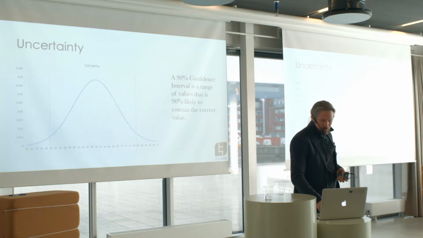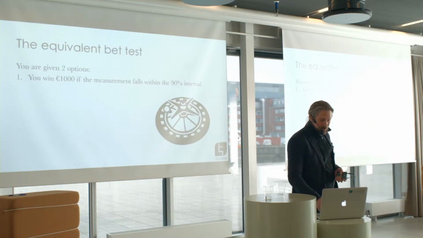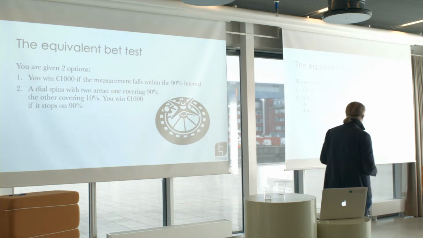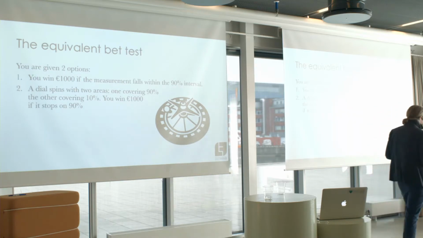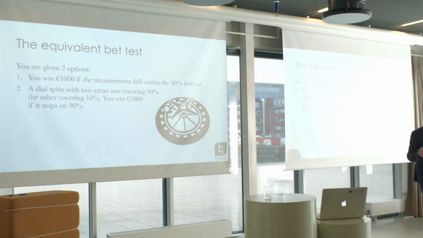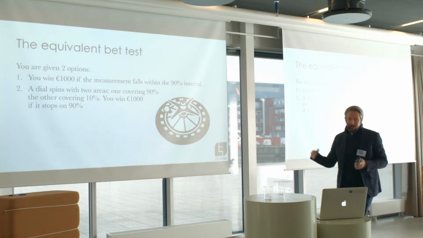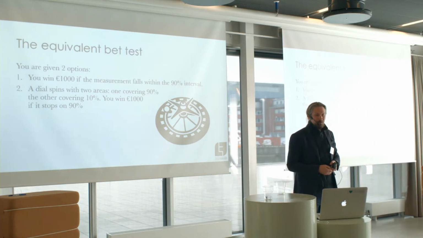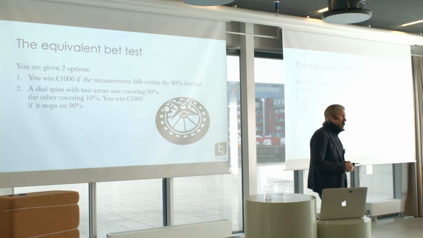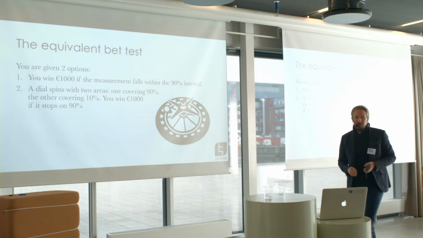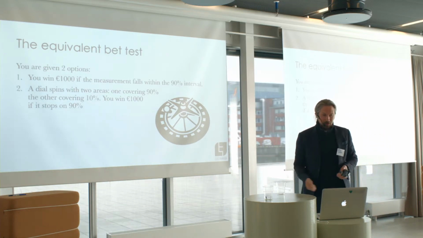And a good way to test that is to do the equivalent bet test, which is to say, okay, let's say I can give you 1,000 euros if the actual measurement is within your range, or we can spin this wheel, and it's a 90% chance of you winning. And if you take the second option, that feels a little bit more certain, then you have to redo your estimate because it's wrong.